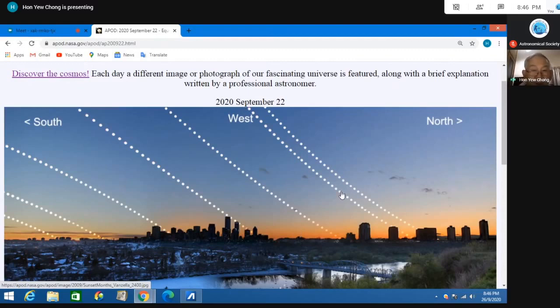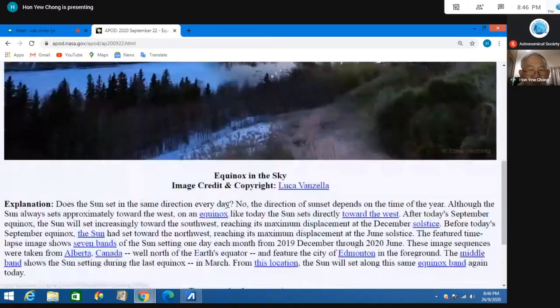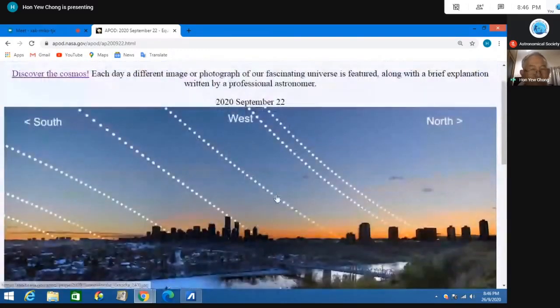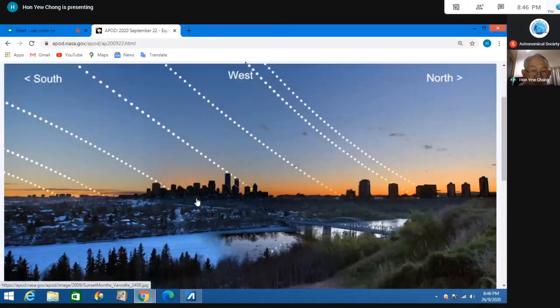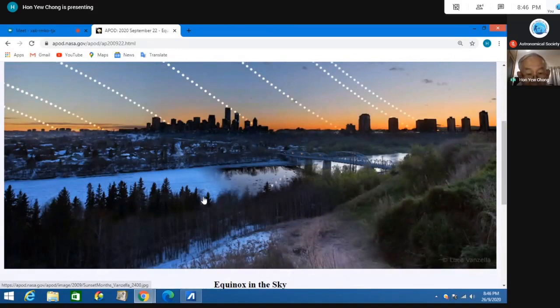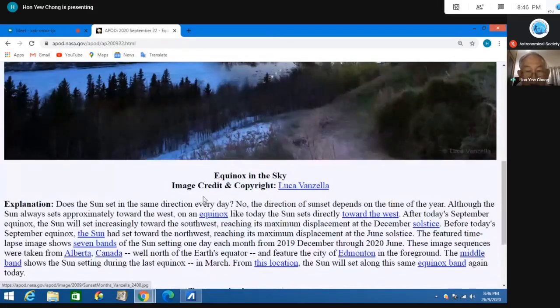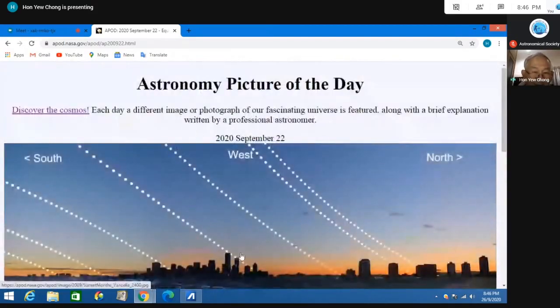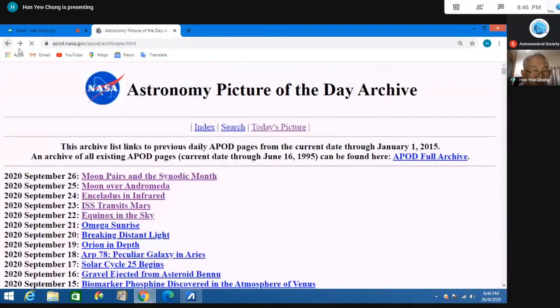All right. So this is beautiful. This is our equinox in the sky at different parts of the time of the year. So today, of course, it's 22nd September, autumnal equinox. Then you have winter solstice, summer solstice, and then later on you have winter solstice. Very nice. All right, from Edmonton, Canada, Alberta. So we can also do this picture in Malaysia, but Malaysia will be straight up, straight up, straight up. Okay, very nice, very unique.